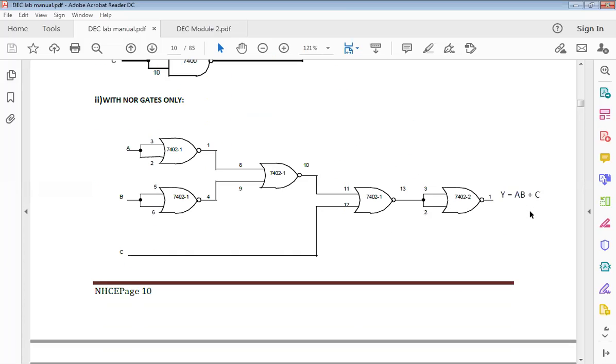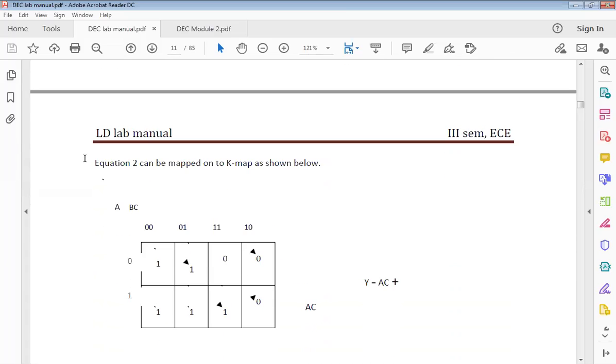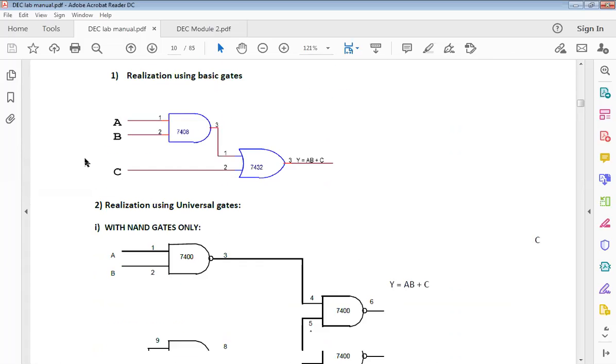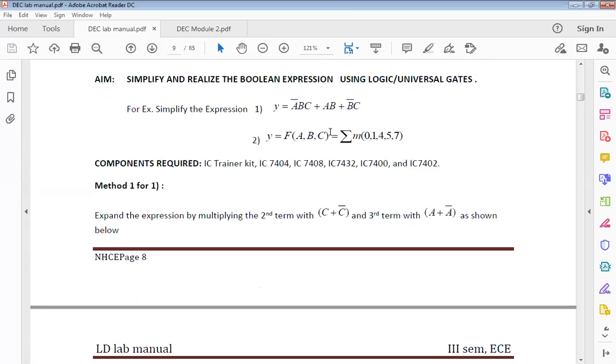Okay. Then with NOR gates also, as I have taught you, you can implement it. You can convert it to your standard NOR form. Equation 2 can be implemented using a K-map, right? So it's as straightforward as possible, right?